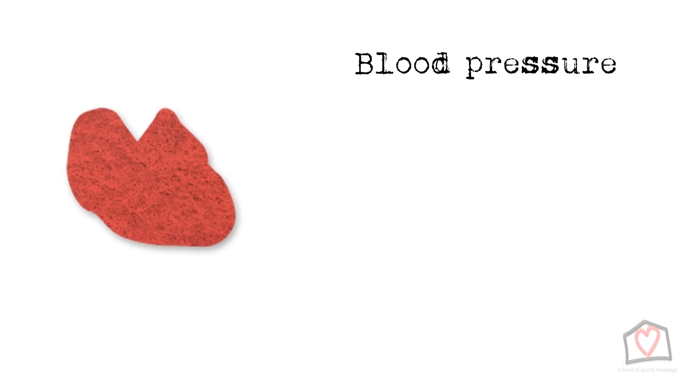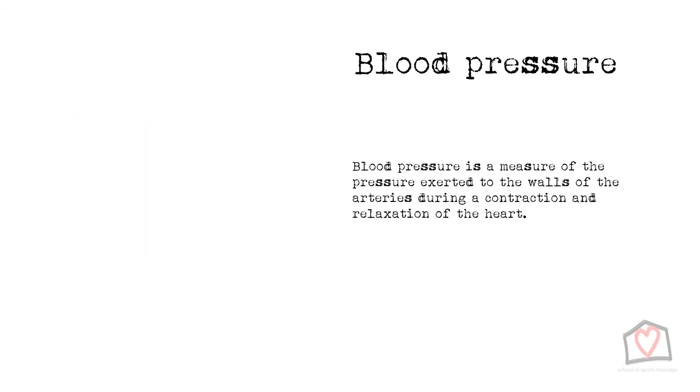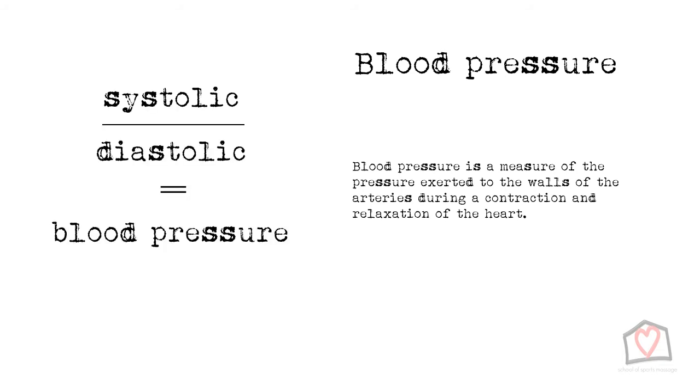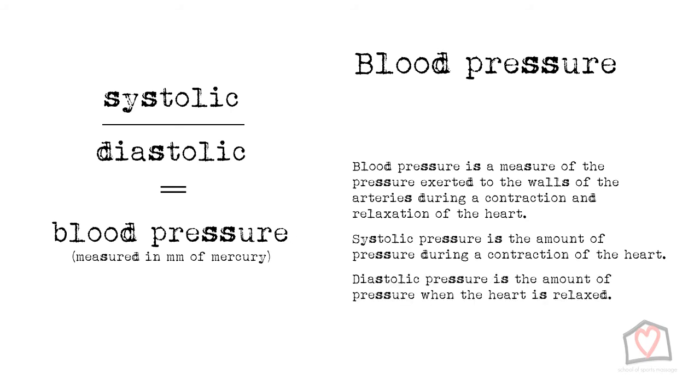The final factor to consider is the role of blood pressure. This is a measure of the pressure exerted to the walls of the arteries during a contraction and relaxation of the heart. It is measured in millimeters of mercury and recorded as systolic over diastolic. Systolic pressure is a measure of the amount of pressure during a contraction of the heart, while diastolic is a measure when the heart is relaxed.